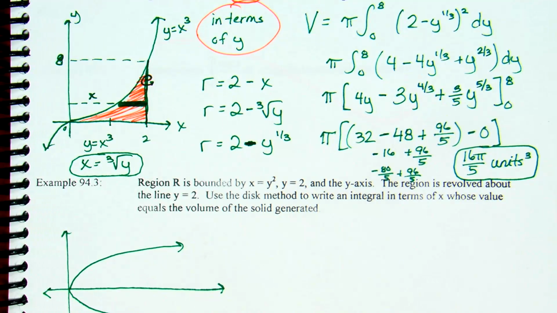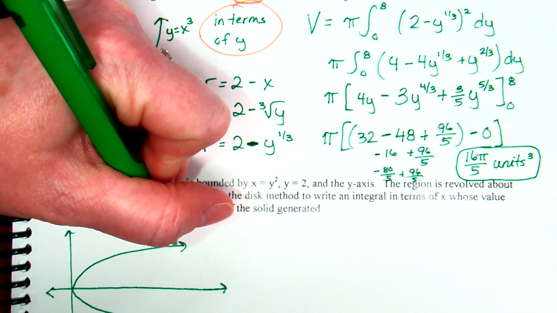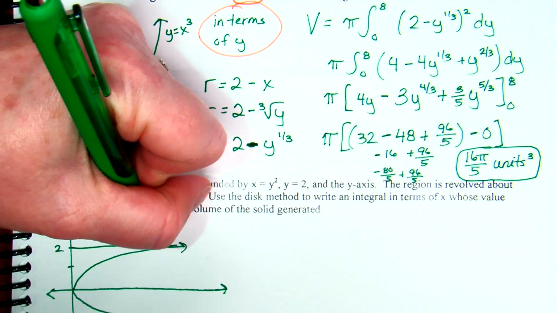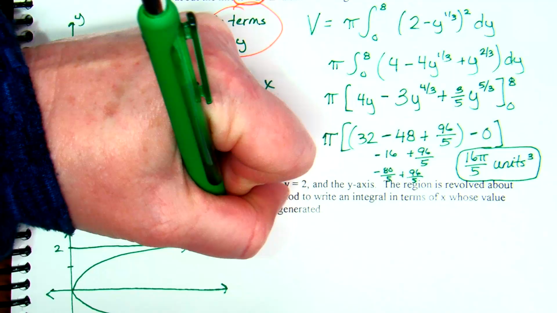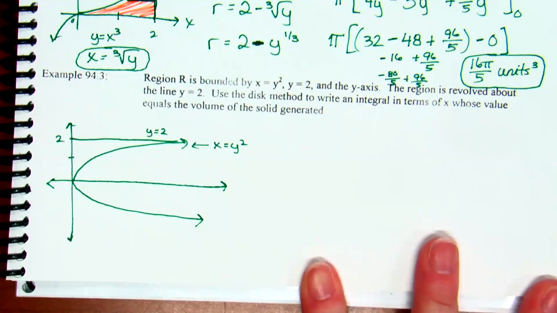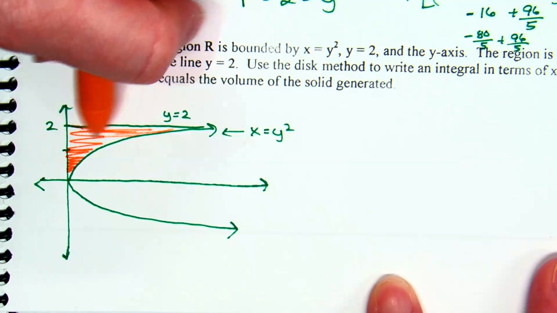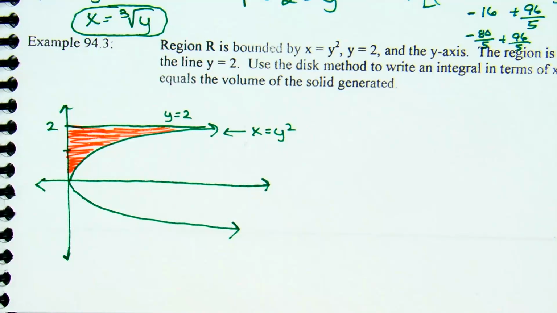Okay. y equals 2 is a straight horizontal line. So that's y equals 2. Our parabola was x equals y squared, and the y-axis. So where is the piece that we are rotating? This thing? Our words aren't very good to describe this, are they? Triangle-ish. And it's rotating about the line y equals 2.